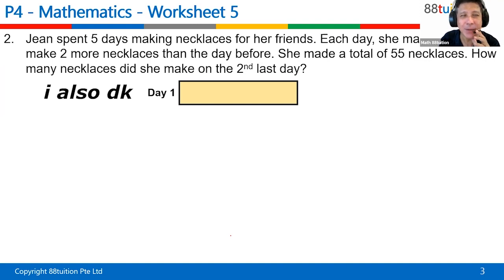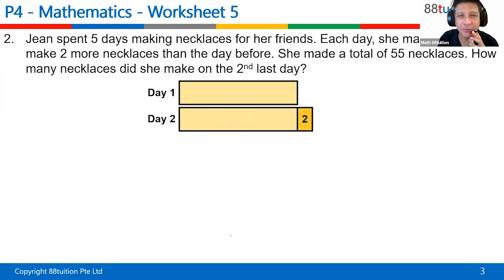Yeah, you don't know. That's why I'm helping you, Nicole. That's why don't be shy. Don't be shy. I tell you what, you look at the model first. Then after that, you see whether you know how to continue.